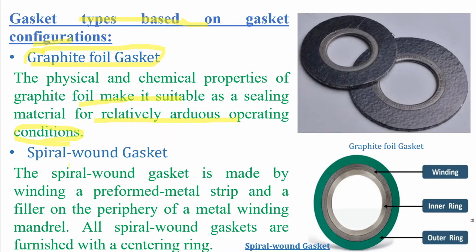Next is your spiral bound gasket. A spiral bound gasket is made by winding a preformed metal strip and a filler on the periphery of a metal winding material. You can see in this picture that there is winding, and inside it there is an inner ring. This is a metal strip which is used to manufacture these spiral bound gaskets. Generally, spiral bound gaskets are also used in many process industries because of this inner ring and outer ring material composition.